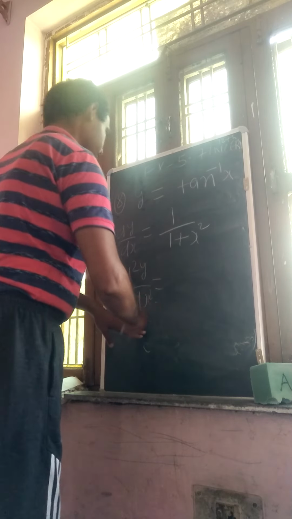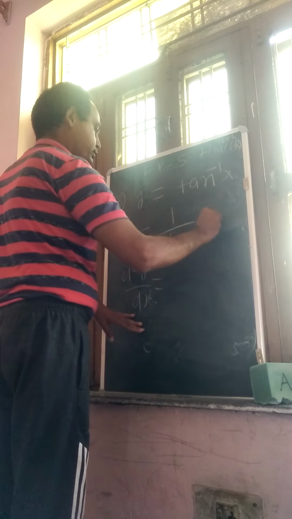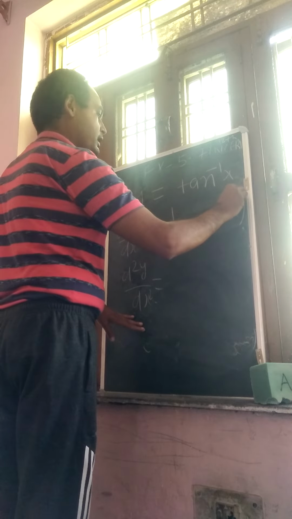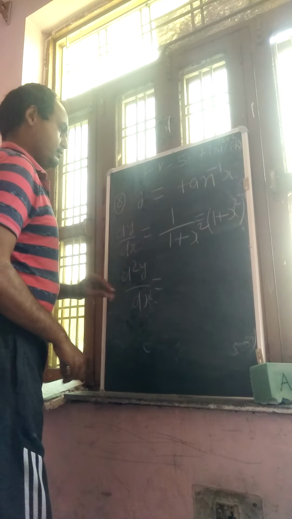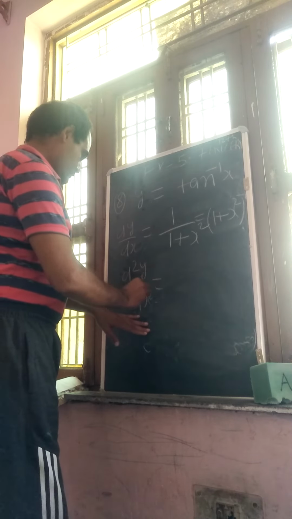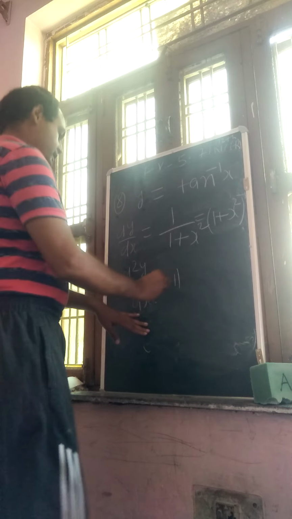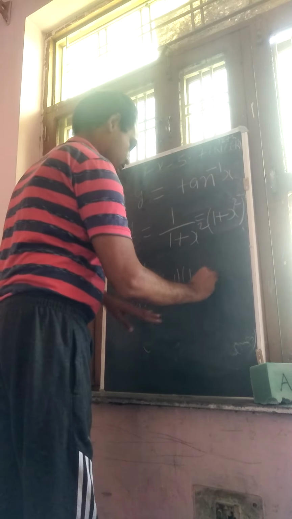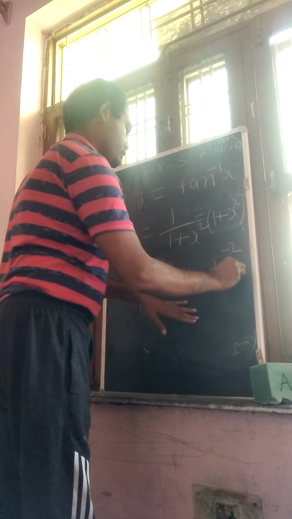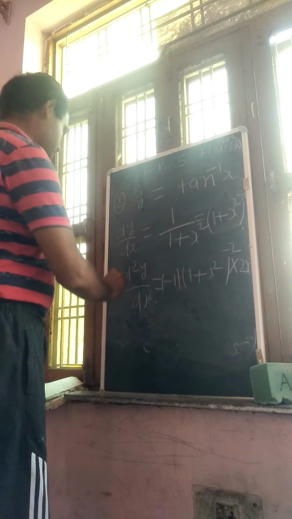So this is, above we have to also write 1 plus x square power minus 1. So this is just the symbol of minus 1. We have also write minus 1 or 1 plus x square power minus 2 into 2x. This is the second derivative.